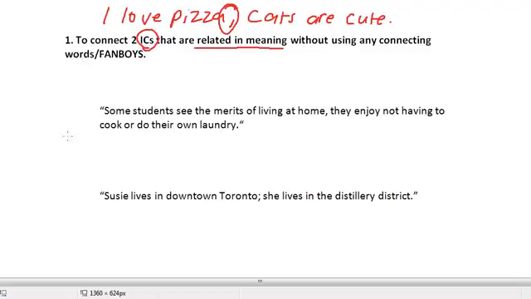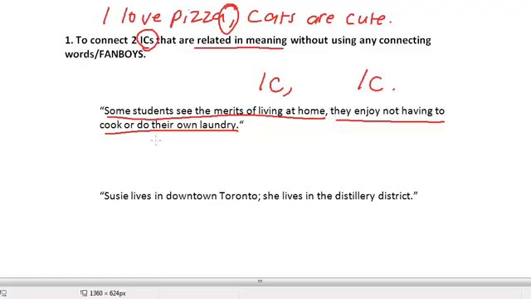Alright, so let's look at an example that we have here: Some students see the merits of living at home, they enjoy not having to cook or do their own laundry. Okay, so I have this part over here: some students see the merits of living at home. Some students being the subject and see being the verb, which I know is an IC, comma, and then another IC over here. They being the subject and enjoy being the verb. So we have the structure IC, comma, IC.